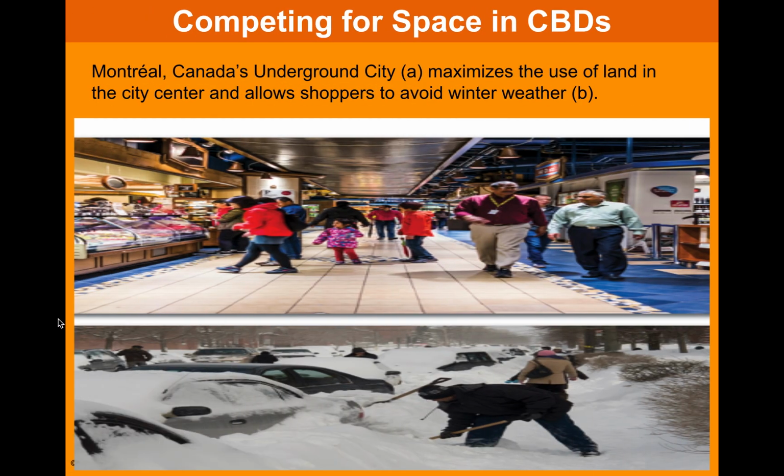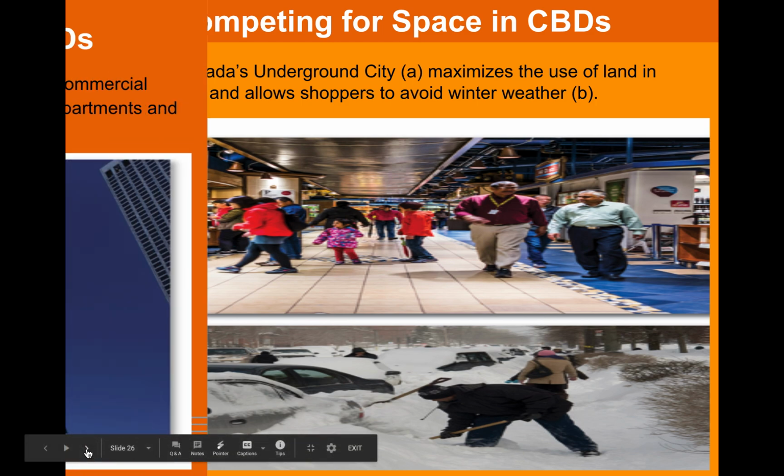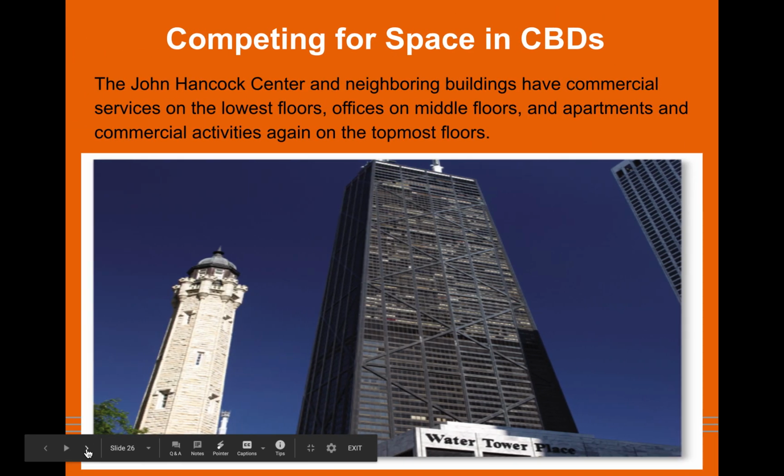Here we look at Montreal, and Montreal competing for space. Montreal is one of the cities that has underground walkways during the winter months. So we see the intensive land use of CBDs with the underground geography. Here's another example in Chicago. We look at commercial services on the lowest floors, offices in the middle, and apartments and commercial activities at the top floors. Again, examples of vertical geography and competing for space, intensive competition.